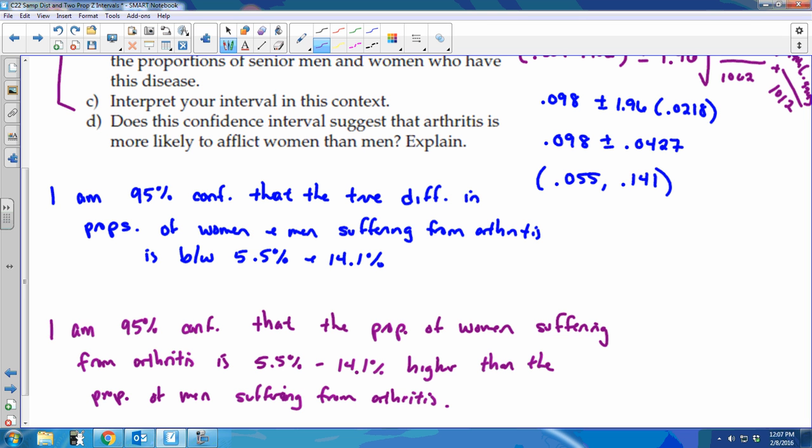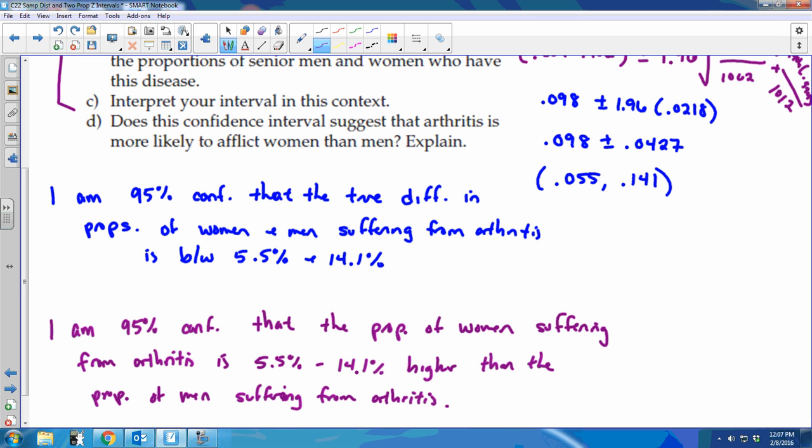Does that make sense? Now, if you had done the interval differently, this is where I said it takes a minute to flip things around in your head. If you'd done men minus women, you would have gotten the same numbers, they'd just been negative. So your interval would have been from negative 14.1% to negative 5.5%. All that means is that you're 95% confident the proportion of men suffering is that percent to that percent less than women suffering, right? It takes you kind of like flipping it around in your head.